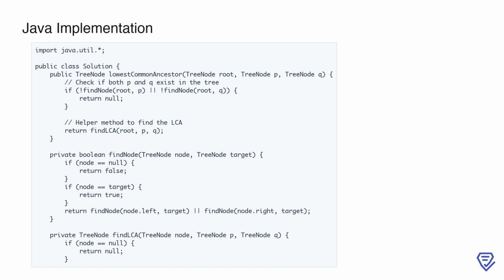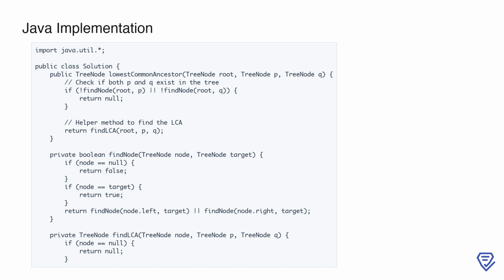Let's take a closer look at the helper methods. First, the findNode method uses recursion to traverse the tree. It checks whether the current node matches the target node, returning true if it does. Otherwise, it continues searching in both the left and right subtrees. This method ensures we can verify the presence of any node in the binary tree. Finally, we start defining the findLCA function, which is responsible for the core logic of finding the lowest common ancestor.